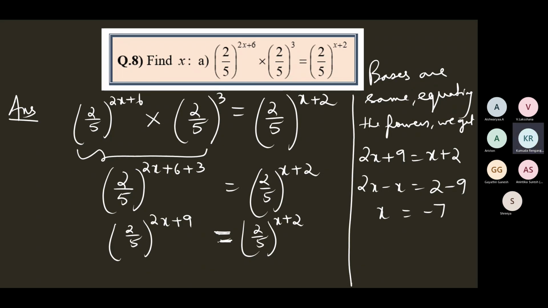x can be anything. x can be positive, negative. It can be 0. It can be a fraction. It can be a decimal, anything. x is equal to minus 7. That fine, children? Please write down.